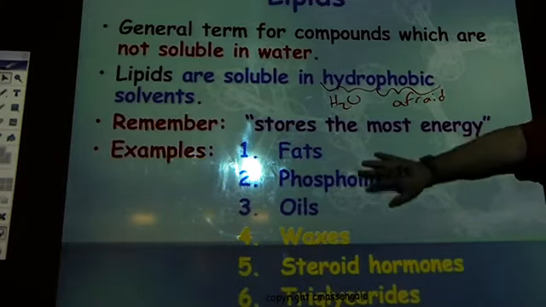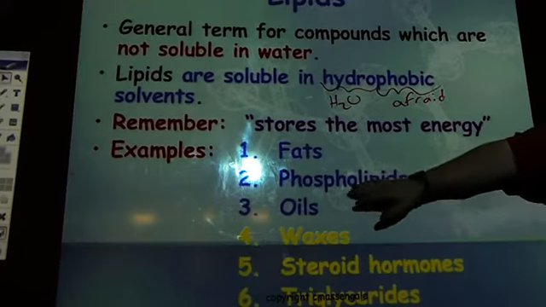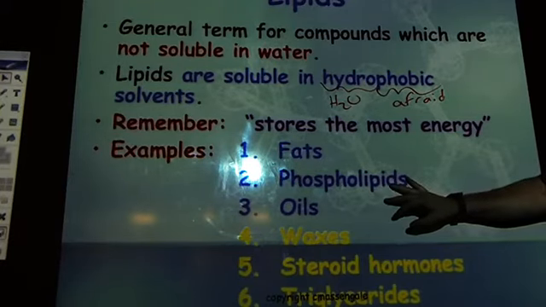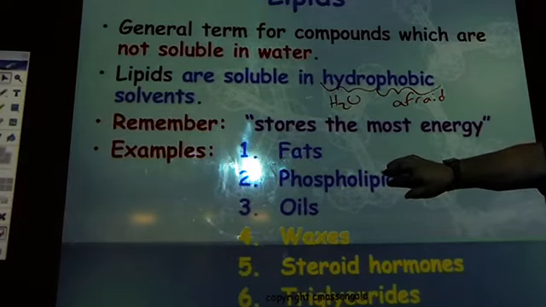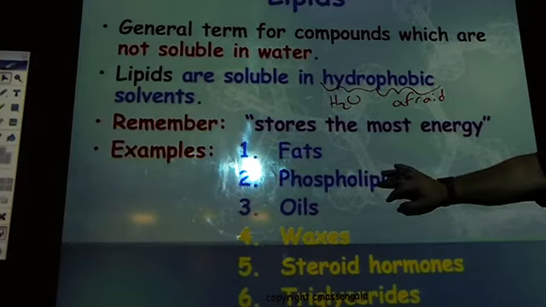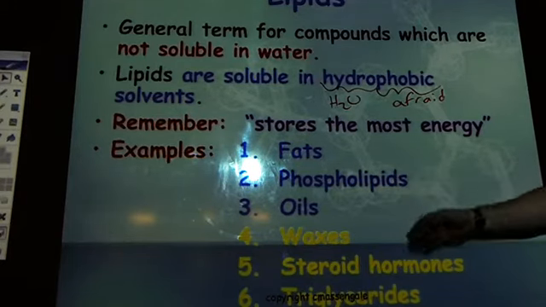Now, we don't talk about all of them. We talk about fats. We will definitely talk about phospholipids because this helps with your cell membrane. Actually, this is your cell membrane. You guys remember talking about the cell back in junior high? We just call it the cell membrane. Sometimes we call it the phospholipid bilayer.